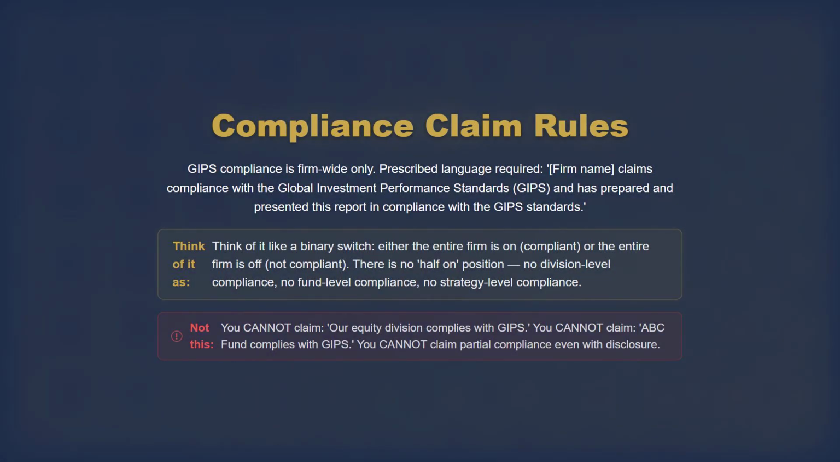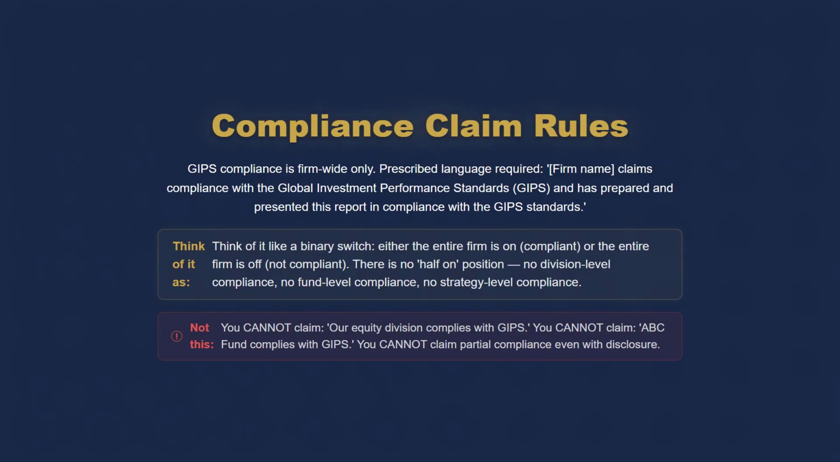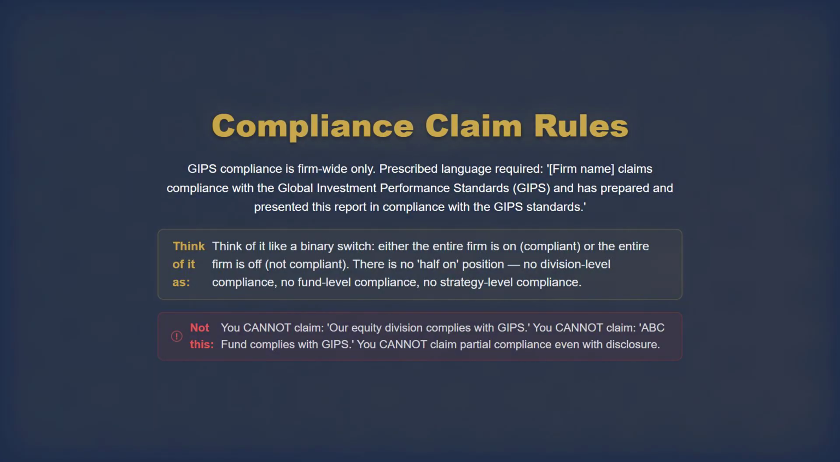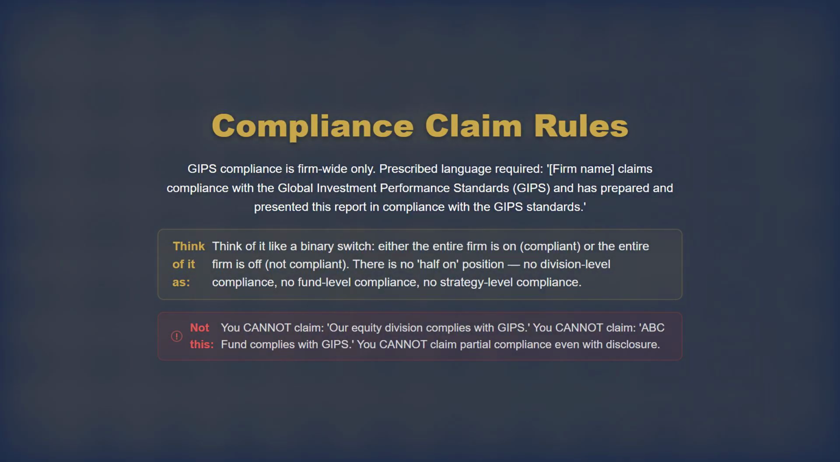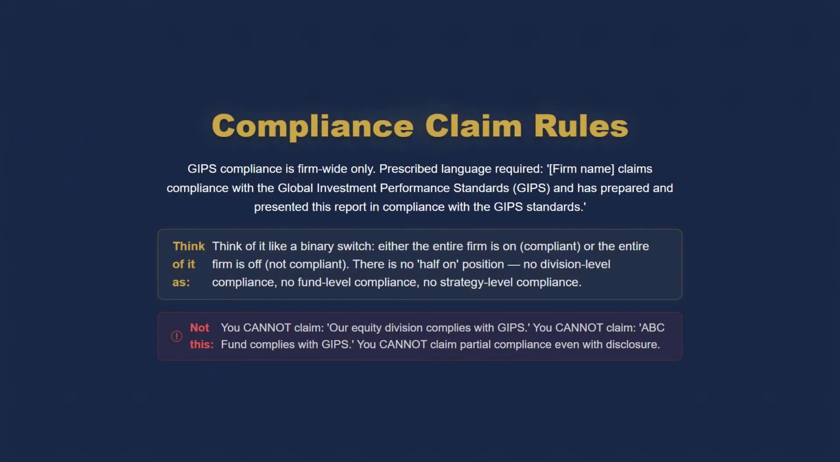And the exact compliance statement is, "Firm name claims compliance with the Global Investment Performance Standards and has prepared and presented this report in compliance with the GIPS standards." 2 more critical points. A firm cannot say, "ABC fund complies with GIPS." Funds do not comply, firms comply. And a firm cannot say they comply except for something. There is no partial compliance exception.